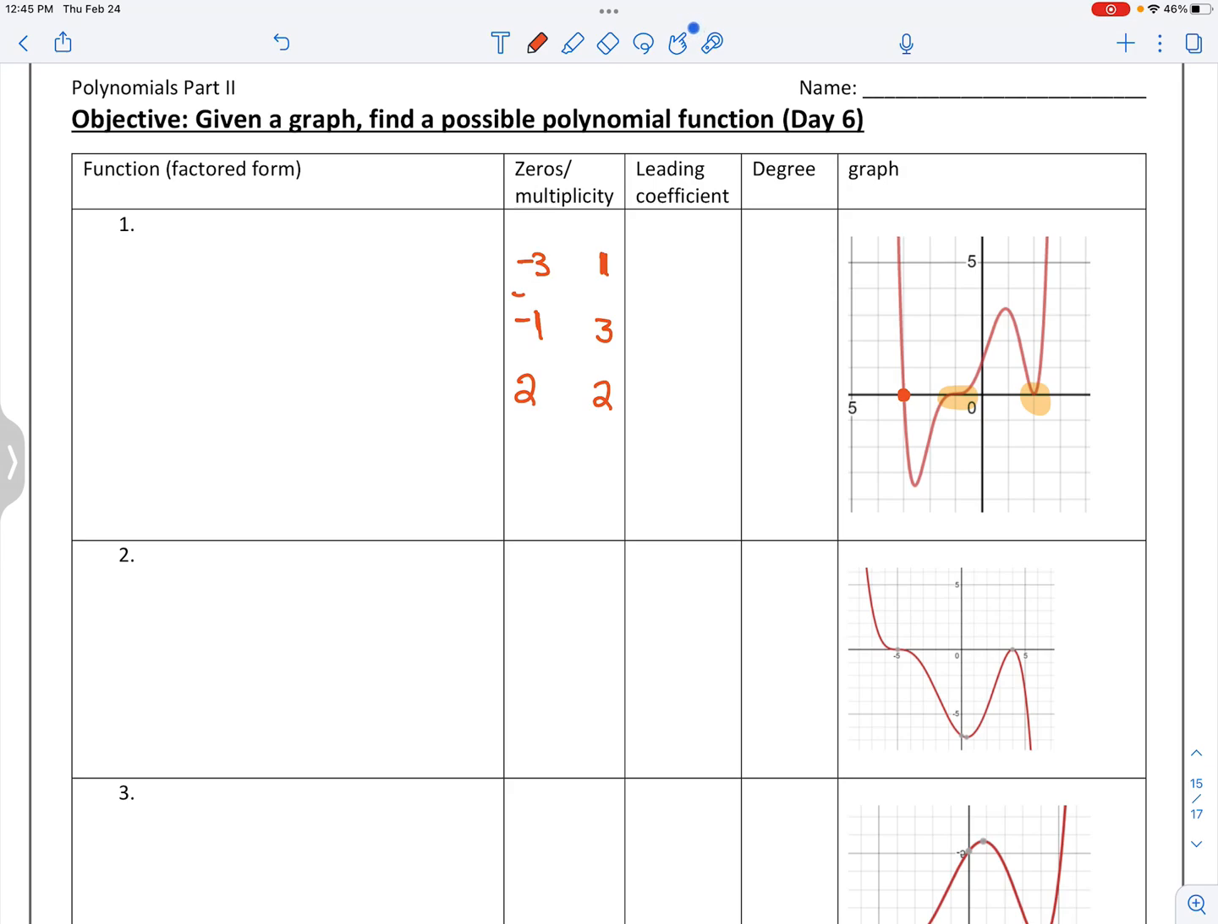My leading coefficient is going to be positive because I could tell this is an even degree. And let's check what we have. We add all the multiplicities to get our degree, and we get a degree of 6. So that jives with what we have here. So what is this going to look like? We're going to have x minus 3, x plus 1 cubed, x minus 2 squared.